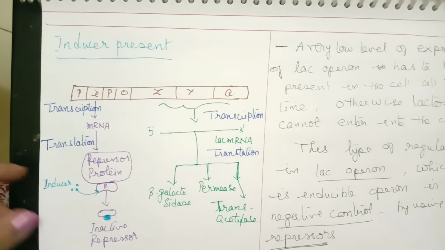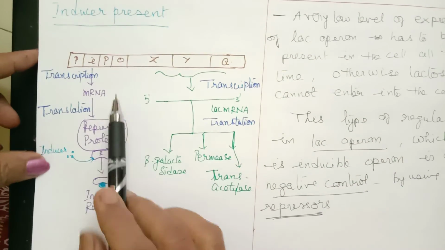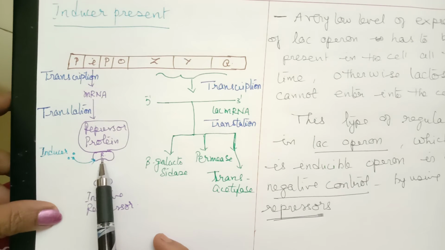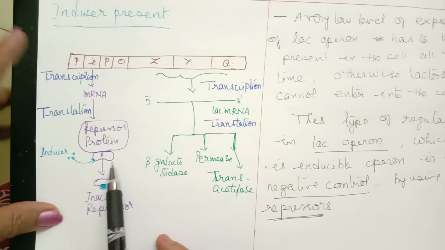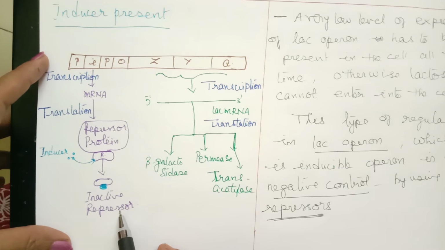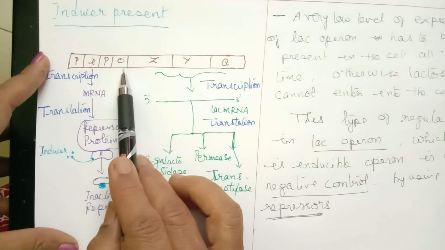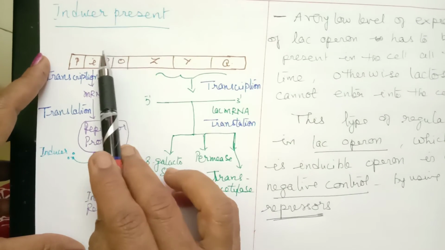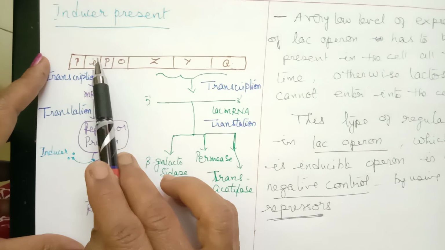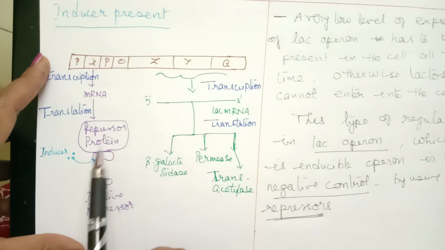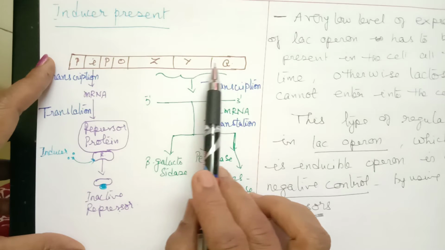Now, when inducer is present, then what will happen? If inducer is present, then the repressor protein will bind to inducer. Inducer means it is allolactose. It will bind to inducer and then it becomes inactive. Inactive repressor is formed. So it can no more bind to operator. When it cannot bind to operator, then RNA polymerase will bind to promoter. It will first identify promoter. Then after binding to promoter, it will start moving through the structural genes. And then it will transcribe the structural genes.